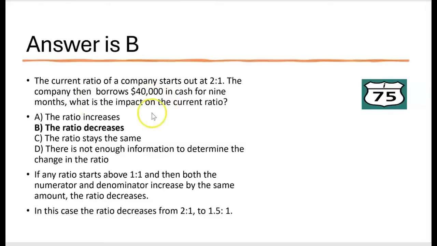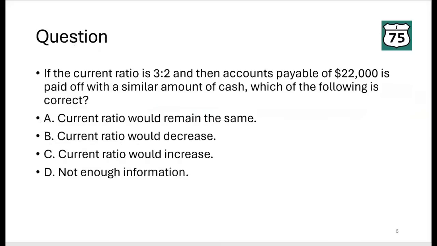And you might be thinking, instead of both sides going up by the same amount, what if both sides go down by the same amount? So that leads us to this ratio question. If the current ratio is 3 to 2, that means $3 of current assets for every $2 of current liabilities, right? 1.5 to 1. And then accounts payable of $22,000 is paid off with a similar amount of cash. Which of the following is correct?